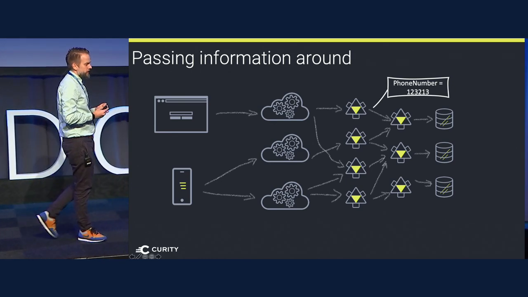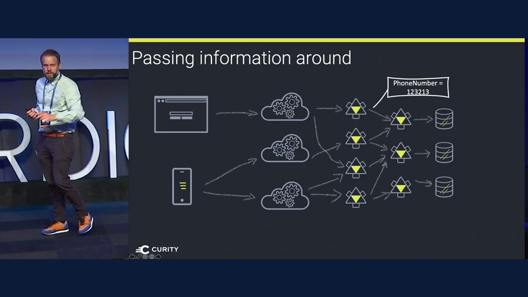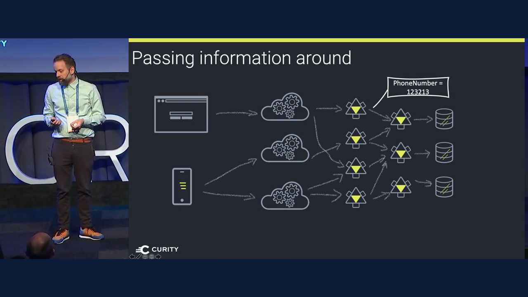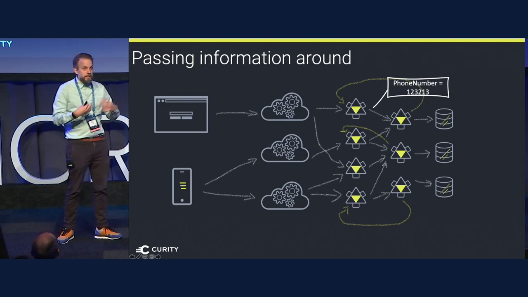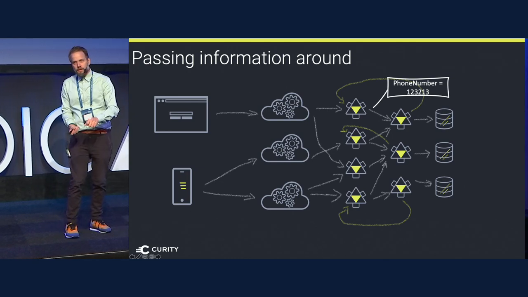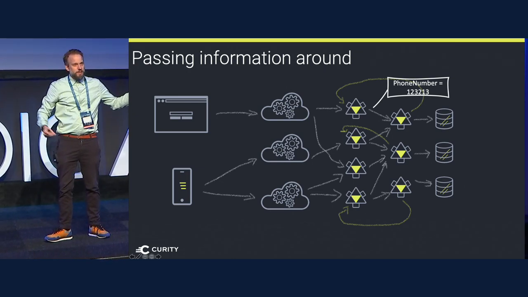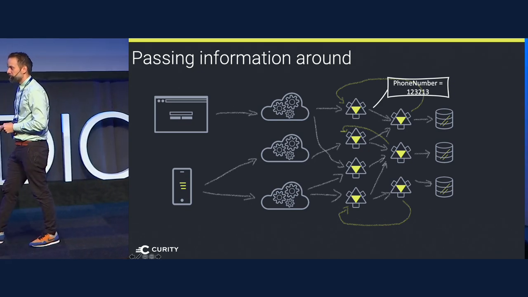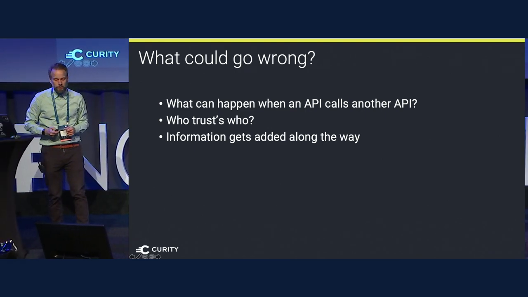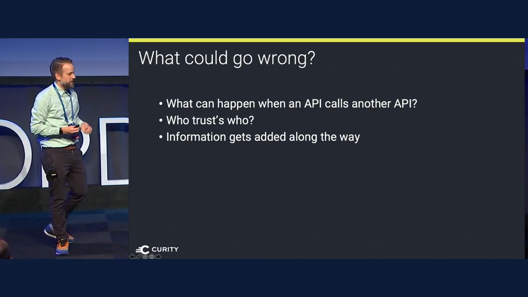And then, all of a sudden, in the middle of this, one of the APIs decides, oh, in order to call the next API, I need to add the phone number, for instance, like we just saw with the Swish app, right? And then the next API sees this, and it's like, oh, great, cool, but I need to call another endpoint on the first API again, so I'm just forwarding stuff I know, because I got it. So phone number, here you go. So what could possibly go wrong with this? What can happen when an API calls another API?